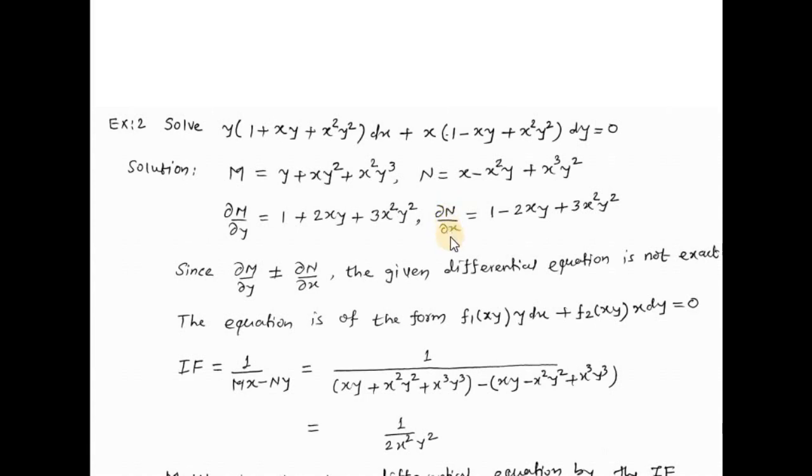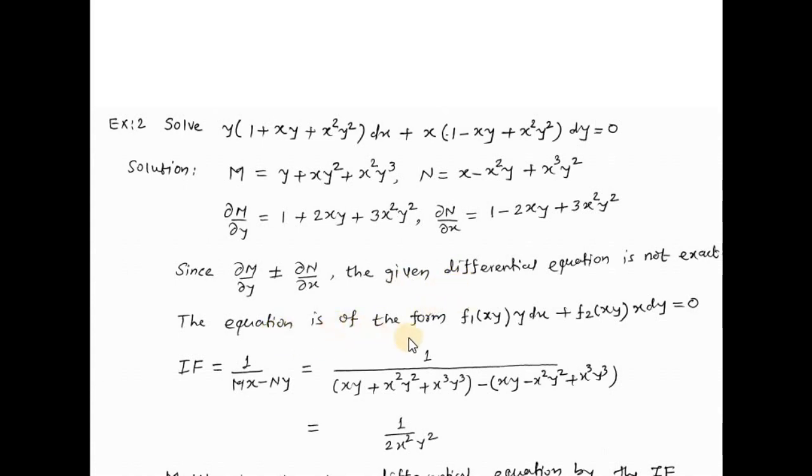Now we will find ∂N/∂x. So it will be 1 − 2xy + 3x²y², because the derivative of x is 1. Here the derivative of x² is 2x and y is a constant, and here the derivative of x³ is 3x² and y² is a constant. So here, as you can see, these two are different. Therefore ∂M/∂y is not equal to ∂N/∂x. Therefore the given differential equation is not exact.